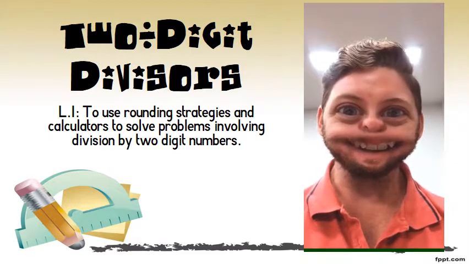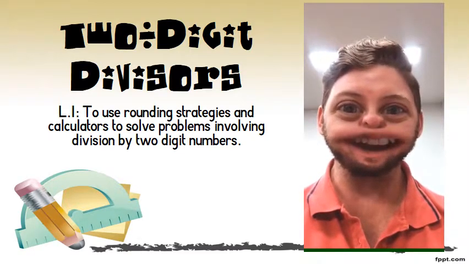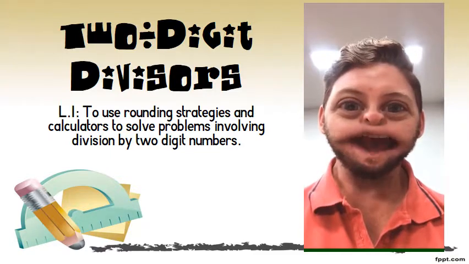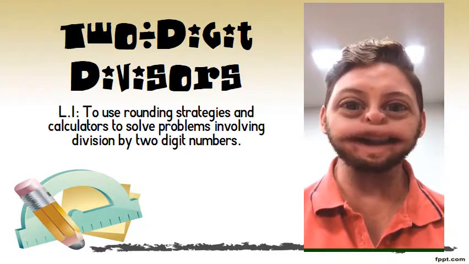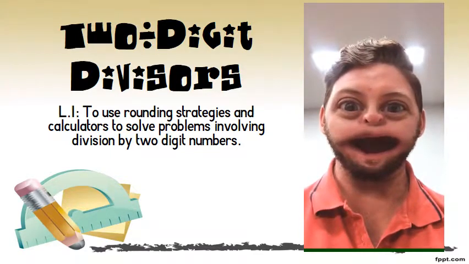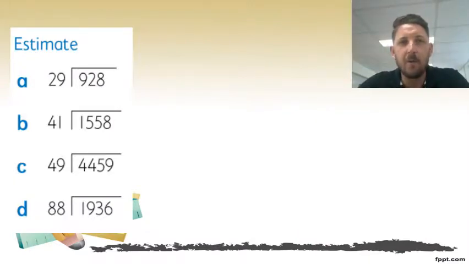Hello, Maths Legends. Today we are going to be looking at division and two digit divisors. We're going to be using our calculator and we're going to be doing some estimating. Let's see it now. Okay, so what we're going to do to start with is look at estimating. Now, when we're estimating division, we're going to start with A, which is 29 into 928.